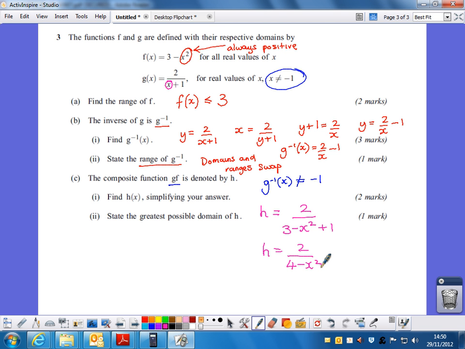The last part, C2, asks you to state the greatest possible domain of h. What this really means is, what is the domain of h? The key to this is to recognize that there are a couple of values of x that would make this function h undefined. x cannot be plus or minus 2, because if we square plus or minus 2, we would get 4, and the denominator would be worth 0. That's what this part of the question means.